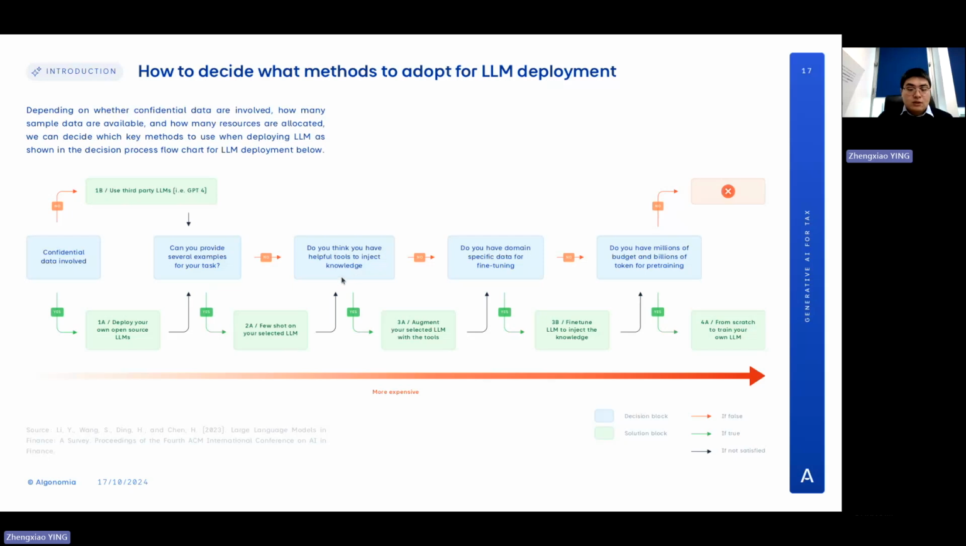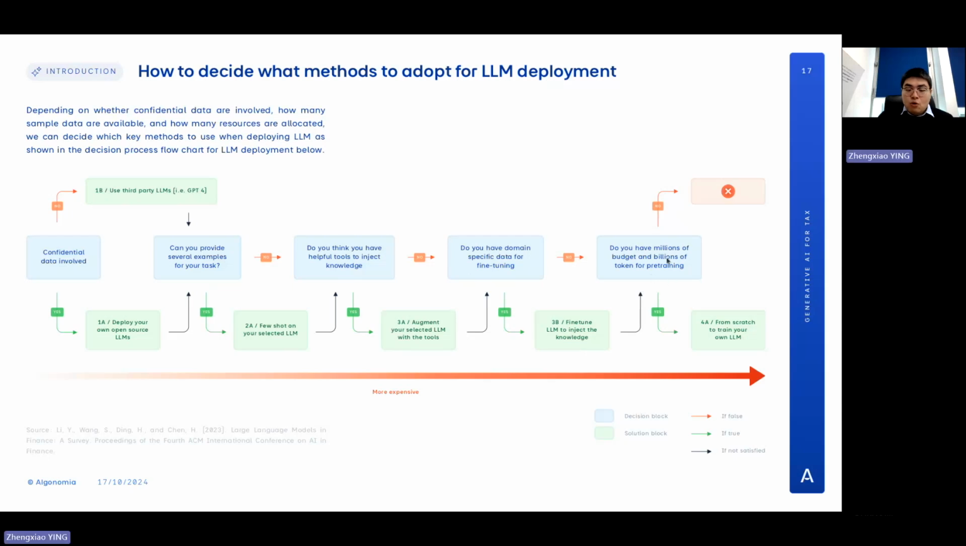If you need to integrate specific domain expertise in a cost-effective way, tools like retrieval augmented generation, RAG, which we'll talk about later too, would be very helpful. Do you have a large amount of domain-specific data for fine-tuning? If so, fine-tuning can significantly improve the model's performance in specialized areas. However, it's more resource-intensive than using RAG, as it requires more data and more GPU resources.